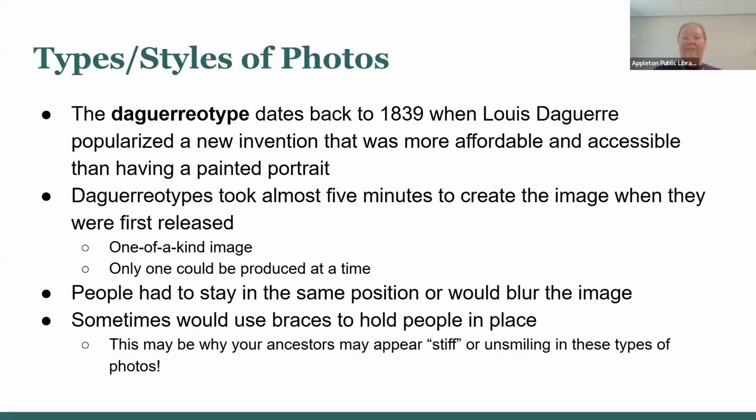They would even sometimes have people in braces to hold that person still, especially with young kids. So a lot of people, if they're looking at these historic photos, think, oh, my ancestor's not smiling. They look so angry. And this might be why, because they had to stay so still. You don't want to hold that smile for 5 minutes, right? So that might be a reason why.